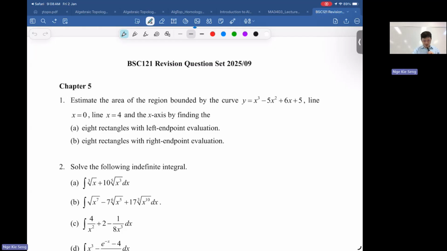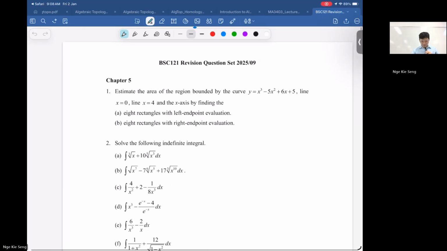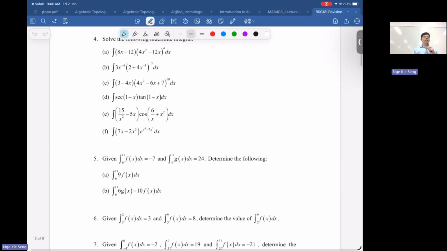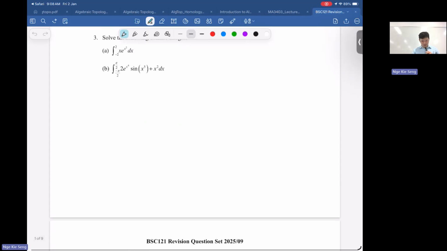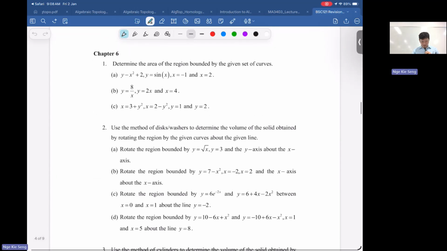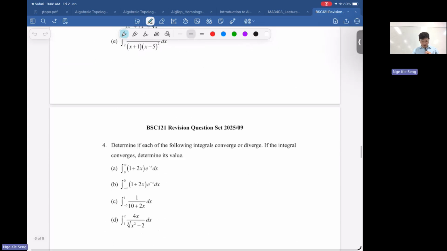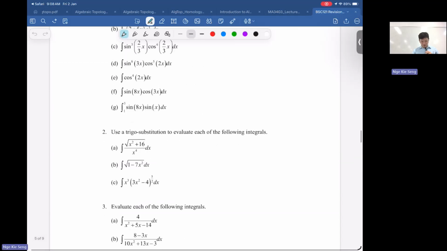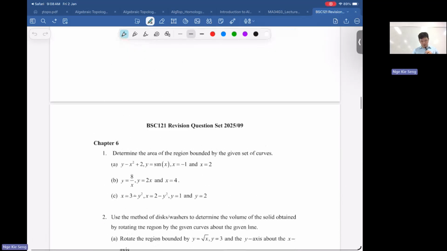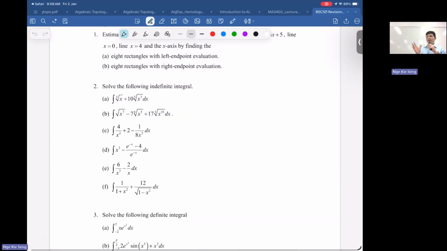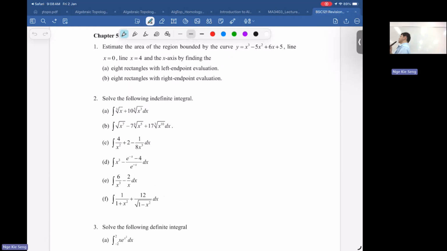If not, maybe you can spend maybe half an hour now, starting now. You can do any question you like. You can run through the question set. So there are chapter 5, chapter 6, chapter 7, and then chapter 8. You don't need to do one by one, but just do at least one from each section. And then if you don't have an idea, then we should discuss here together.